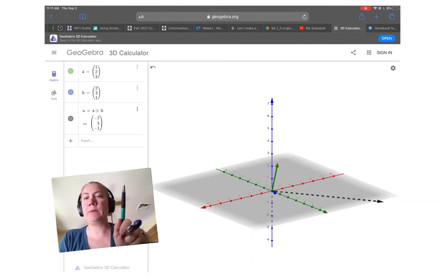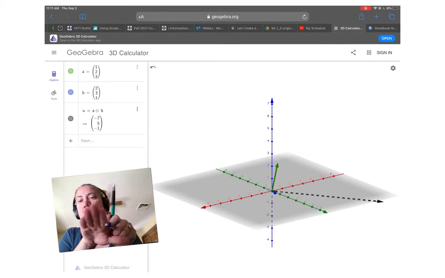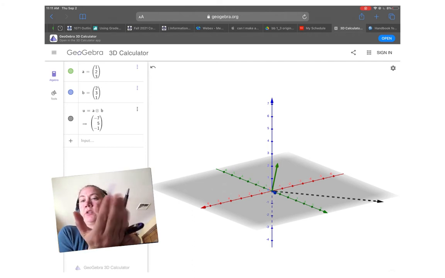Okay, so now let's think about what would happen if we did B cross A instead. So remember, B is the blue vector here, and A is that green one. So if I'm going to do B to A, I want to start my right hand going along B, and then curl my fingers towards A. So I notice if I put my hand down this way, I can't curl. So I have to put it in the direction of B in the way that I can curl towards A.